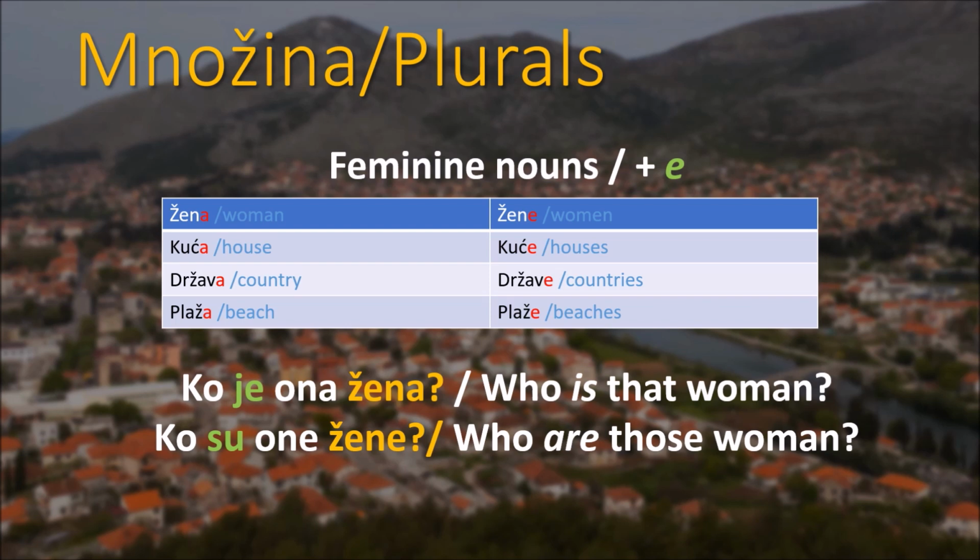So je and su, again, just like in the previous example for masculine nouns, je is demonstrating one woman, su is demonstrating plural. So žena in the first example, "Koja je ona žena?" Who is that woman? We're just talking about one woman, therefore we're using je, and we're also using the singular form, žena. "Ko su one žene?" Su is referring to women, therefore we have su: who are those women? So žena goes into žene, and that's how we use the plural in this example.